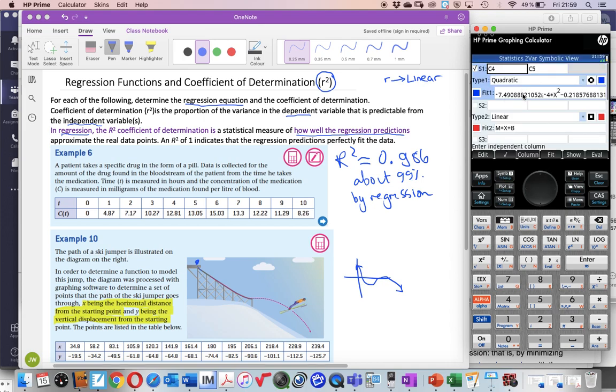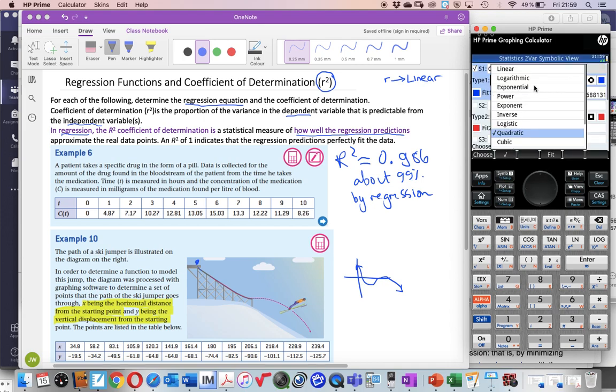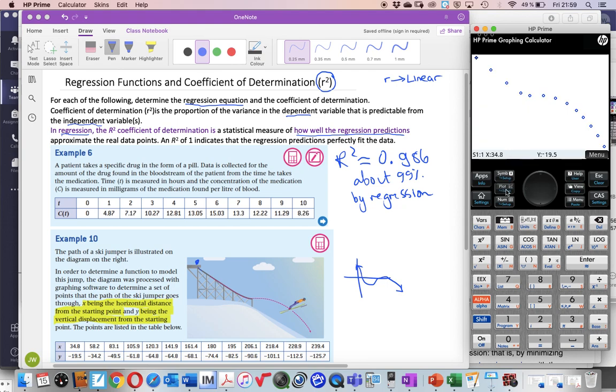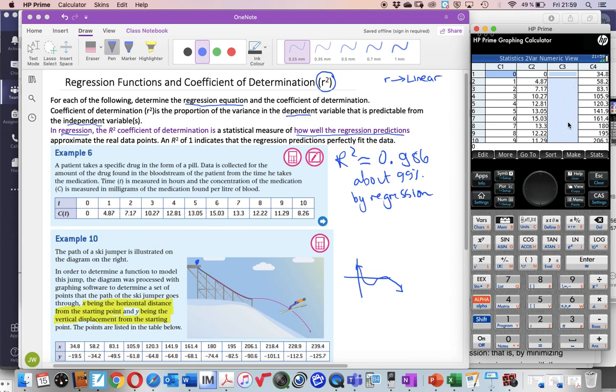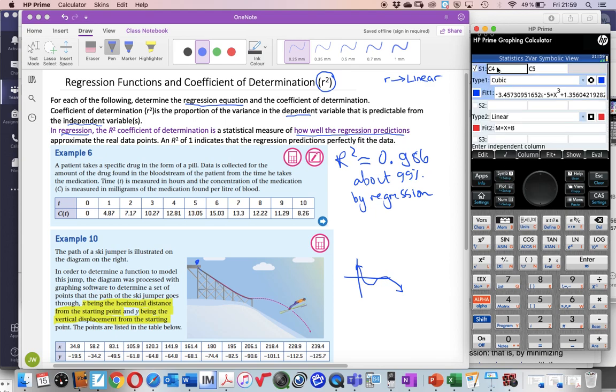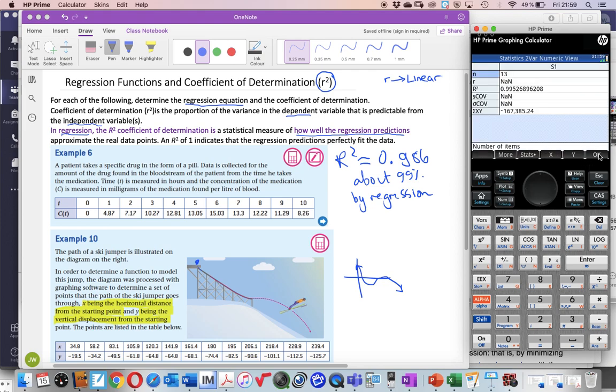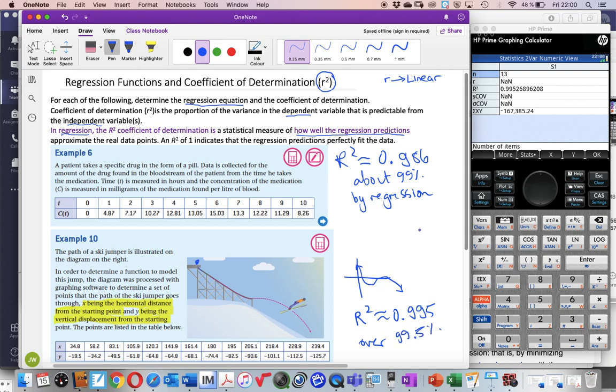Okay, so I'm going to go back and change it to a cubic. There we go. Let's give that a try. Okay. Ta-da! Wow, what a great fit. Let's just see. So now make sure that C4, C5 is there, because now when you hit stats, it knows what to do. And look at this. This is an almost perfect fit. And so here our coefficient of determination is going to be 0.995. So we have over 99.5% fit by the regression model to the raw data.